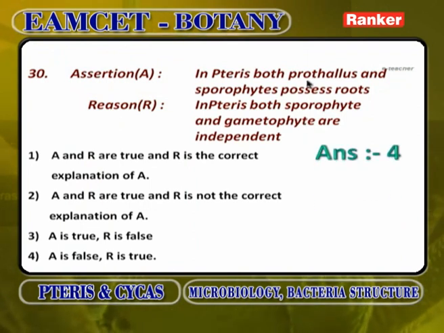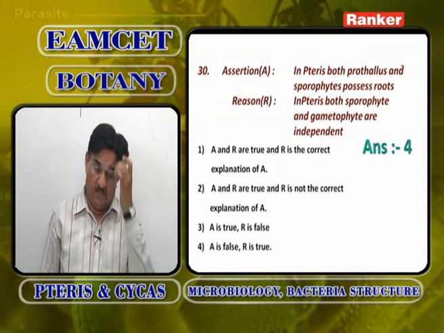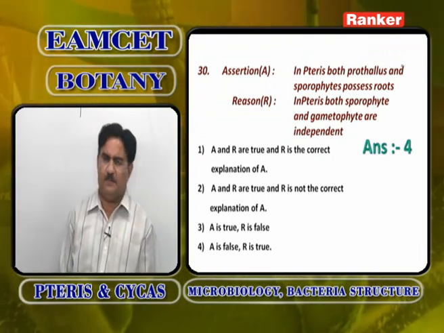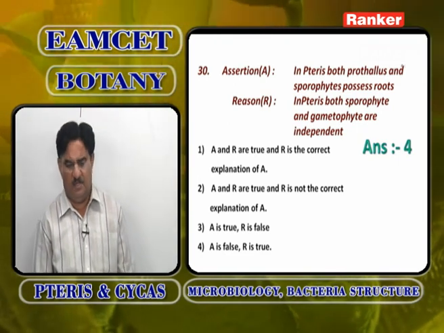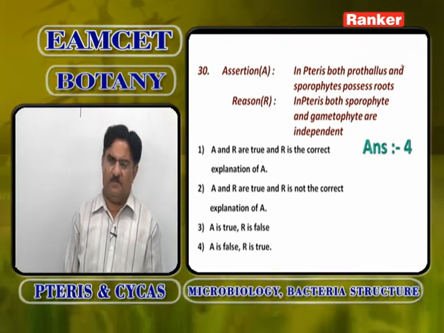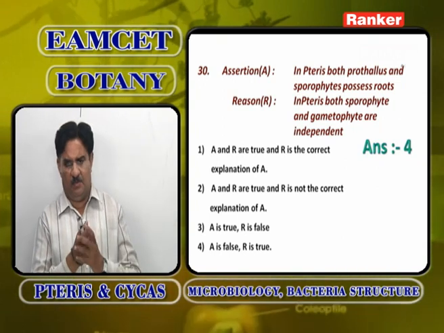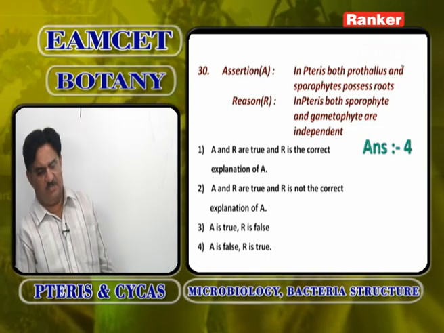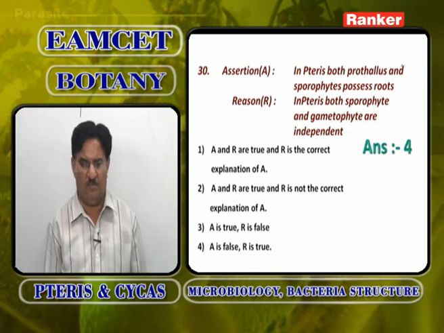In Pteris both prothallus and sporophyte possess roots is wrong. Prothallus produces rhizoids. Prothallus does not produce roots, it produces rhizoids. Sporophyte produces adventitious roots. In Pteris both sporophyte and gametophyte are independent. In the total plant kingdom, the only plant group where the independent gametophyte and sporophyte are present is Pteris. So, A is false, R is true. Fourth option.